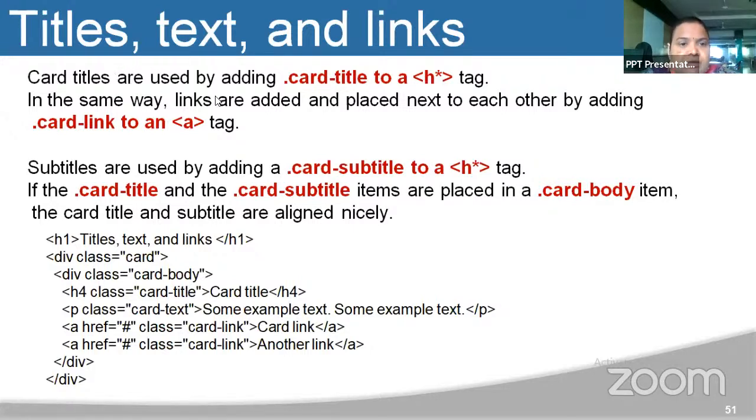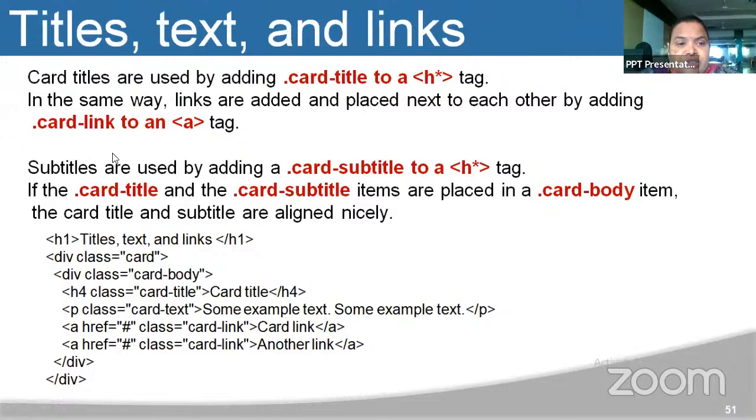The same way, links are added next to each other. Card-link for the anchor tag. In place of the anchor tag you are using card-link. See the difference: there you use the anchor tag with href, but here you directly use card-link. This is one of the predefined classes, that is card-link. In place of H1 you are using card-title. So it's not a tag. This is a class, this is another class.